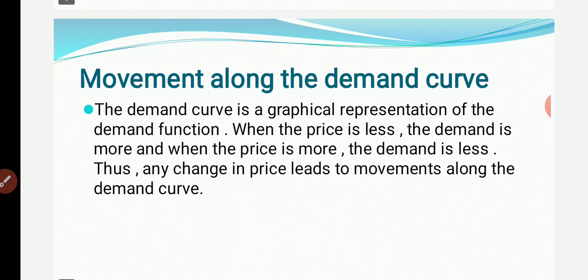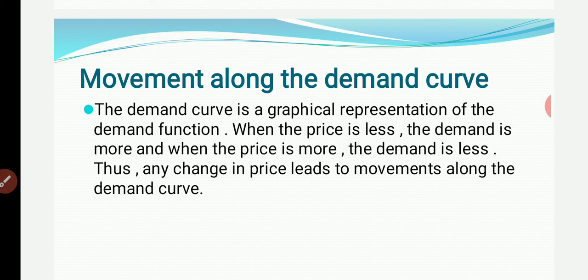So first, let us see what movement along the demand curve is. The demand curve is a graphical representation of the demand function. When the price is less, the demand is more, and when the price is more, the demand is less. Thus, any change in price leads to movement along the demand curve. In the law of demand, we have seen that when the price is more, the demand is less. Here, the demand curve slopes downwards from left to right.